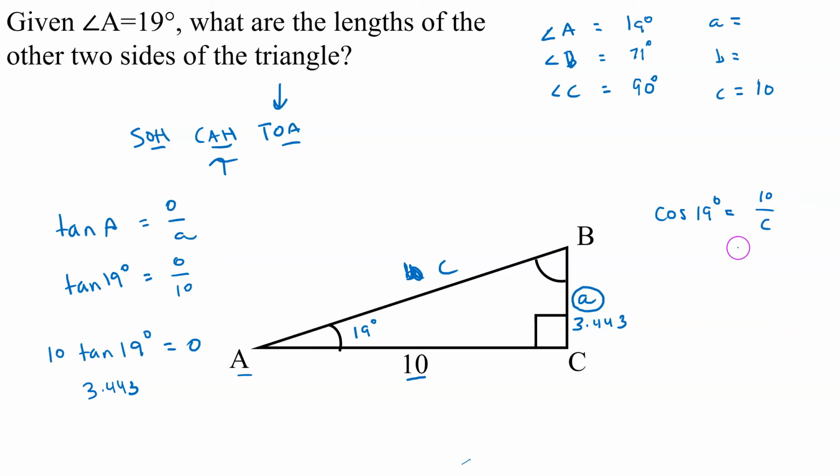That's what we're trying to solve for. We could rearrange this and say the hypotenuse C is 10 over the cosine of 19 degrees. The cosine of 19 degrees is about 0.9455. So 10 divided by 0.9455 gives us 10.58. So our third side is 10.58. And then you could confirm this with the Pythagorean theorem. 3.443 squared plus 10 squared, and then take the square root of that. You should get about 10.58. And I say about because we are rounding here, so you might be off in the hundredths or thousandths place.